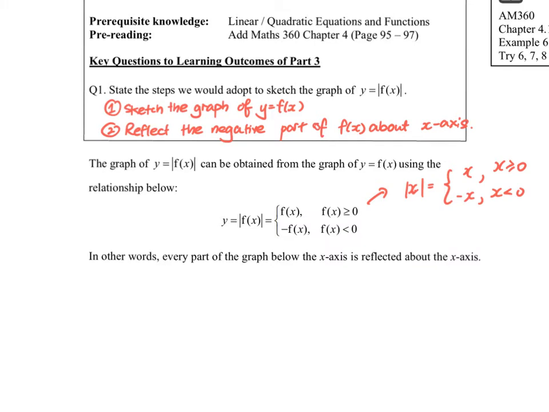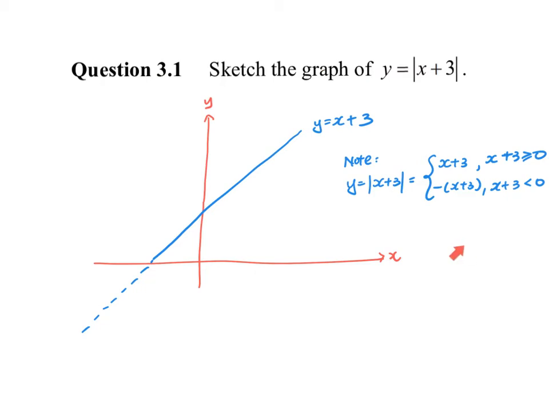Let me give you an example through question 3.1, where we are drawing y equals modulus of x plus 3. In step 1, you notice that I draw the whole line of y equals x plus 3, but the portion below I put as a dotted line. This is the entire function of y equals x plus 3, and your y-intercept is 3, and your x-intercept is negative 3.